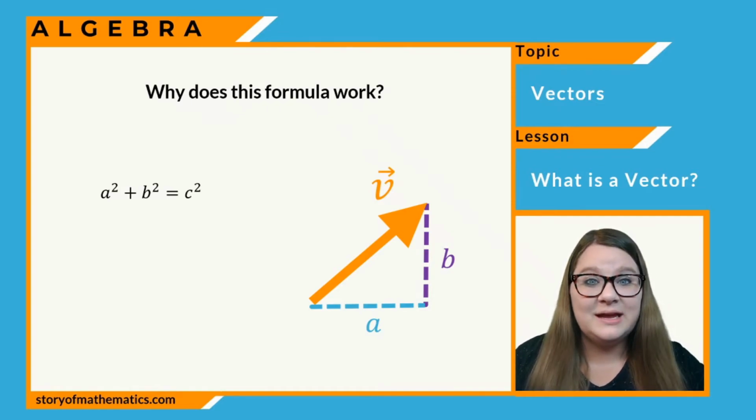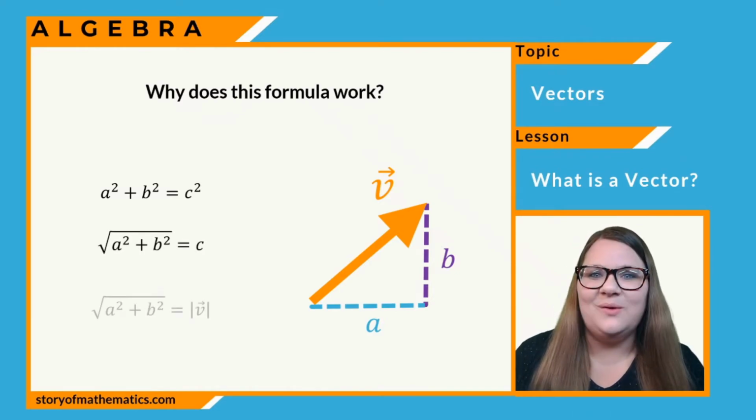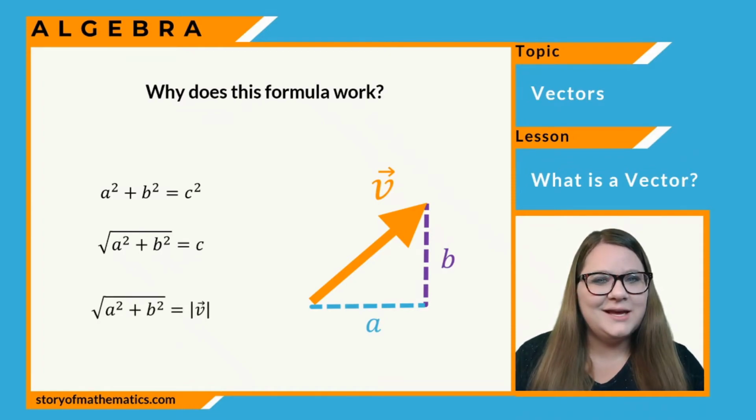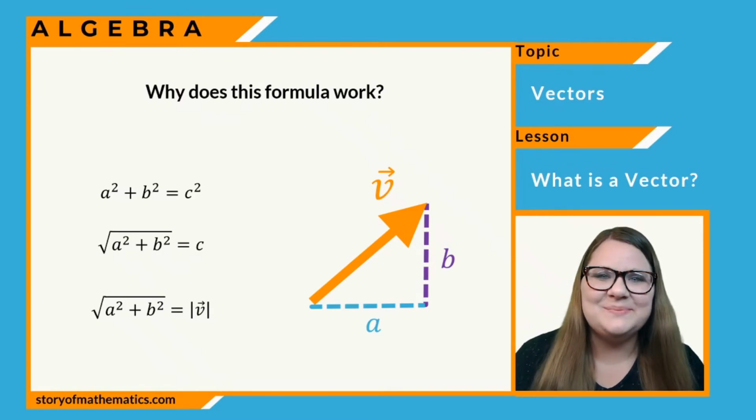Now, to figure out what the length of v is, we're going to really solve for c here. So we're going to take the square root of both sides, and we'll replace c with the magnitude of v. Oh, look at that. That's that formula we saw just a minute ago. Let's see if we can put this into practice.